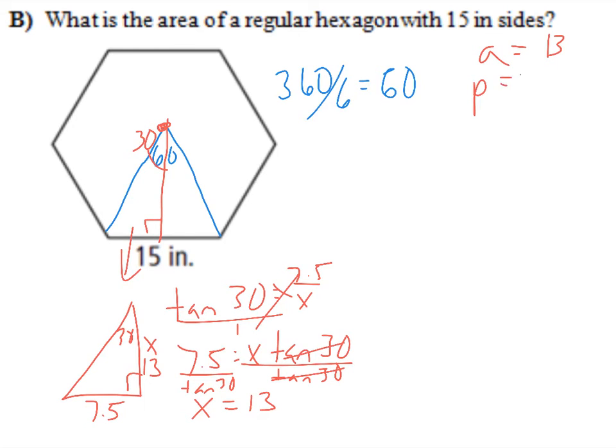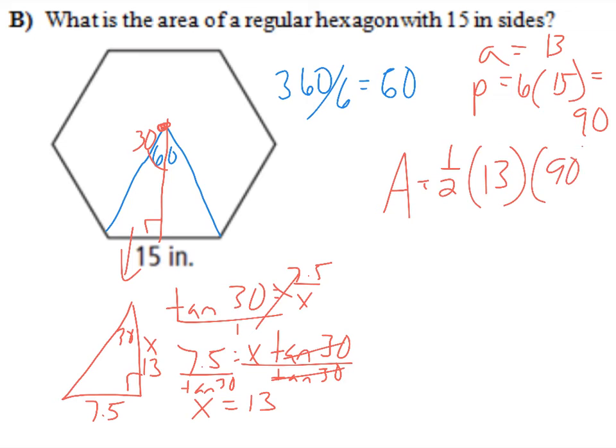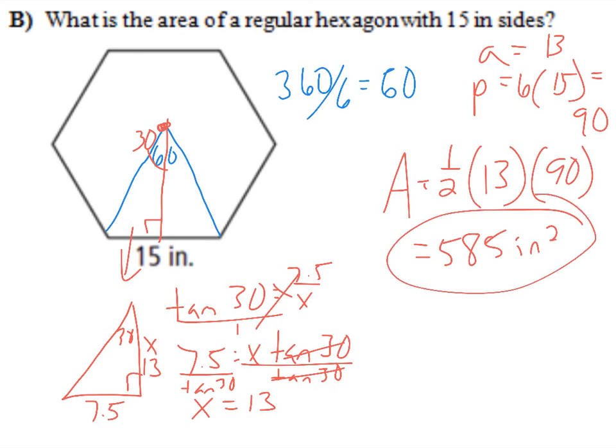My perimeter, there are 6 side lengths of 15. 6 times 15 gives us 90. So my area formula is going to be 1/2 times my apothem times my perimeter. And when I type that in, I get an area of 585 square inches.